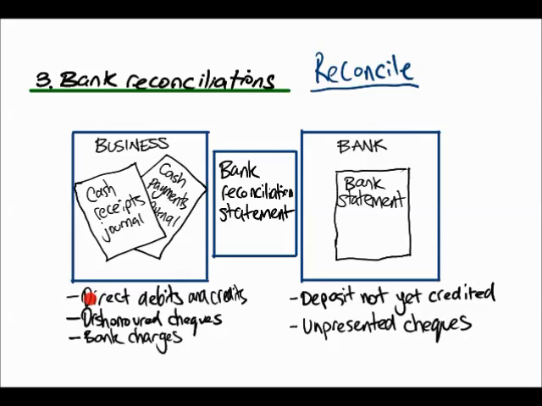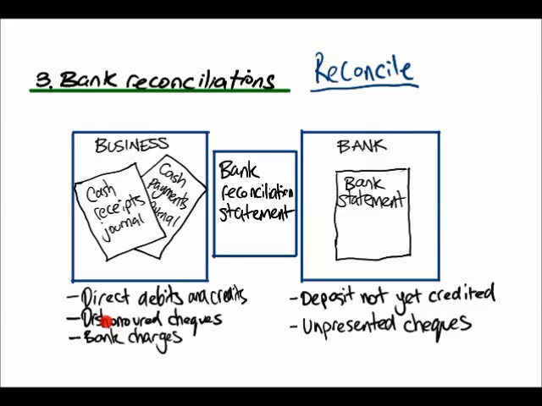Into your bank, you may have direct debits and credits being made. Say you've got a phone bill that is exactly the same every month because you've got an agreement with the phone company, and you organise to directly pay that phone bill every month. What might happen is that it'll go out of your bank, but it won't appear on your cash payments journal until you actually write it on there.